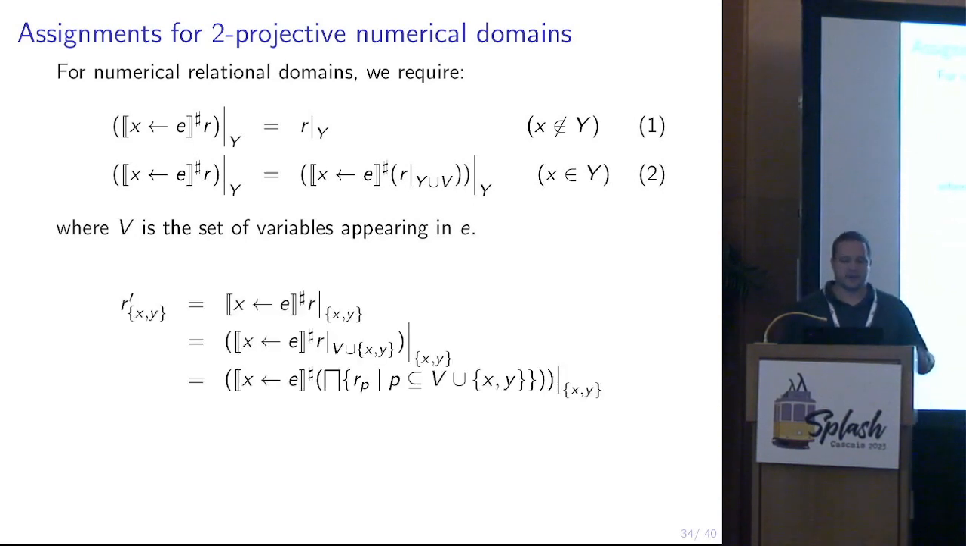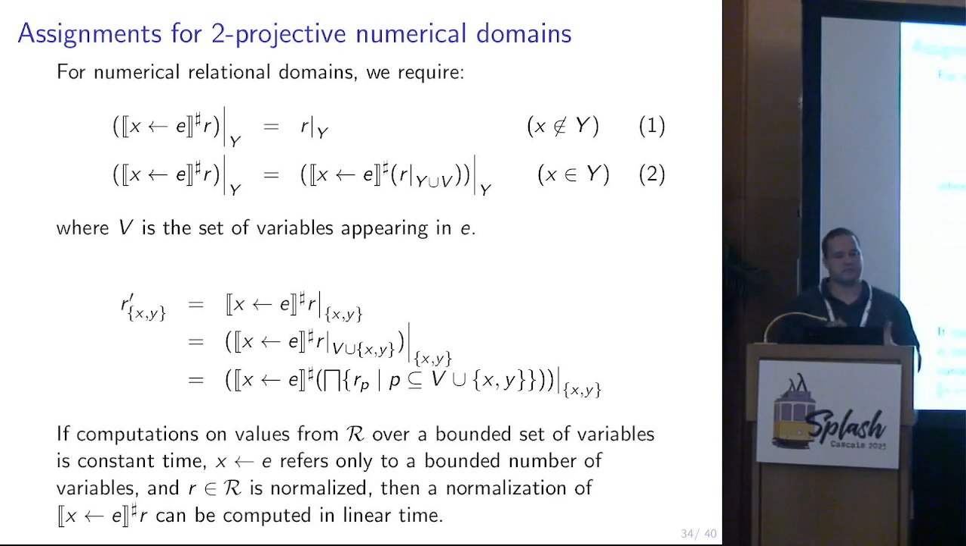And given this, one can then give this new value basically cluster-wise once again. And I do this by basically meeting together all of the clusters that somehow appear. So the clusters that correspond to variables that are on the right-hand side, and these x, y that I'm considering in this cluster that I'm looking at the moment. And then if the computation on values from R over a bounded set of variables is constant time, and x equals e only refers to a bounded number of variables, and R before is normalized, then the normalization of this value can be computed in linear time.